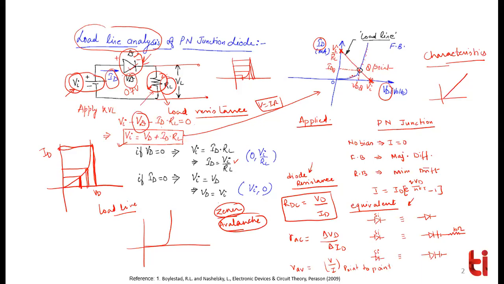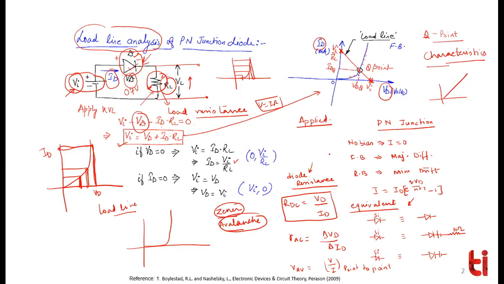And how will you get that point? Wherever these two characteristics intersect, that will be your working point, bias point, Q point, also called the quiescent point. In short, it is called the Q point. Okay. Now many questions can come in your quiz. What different questions can be made over here? Let's say if you are increasing RL, where will the Q point shift?